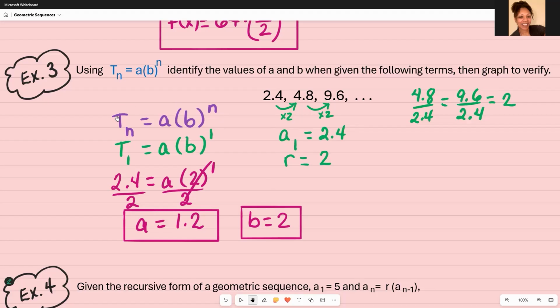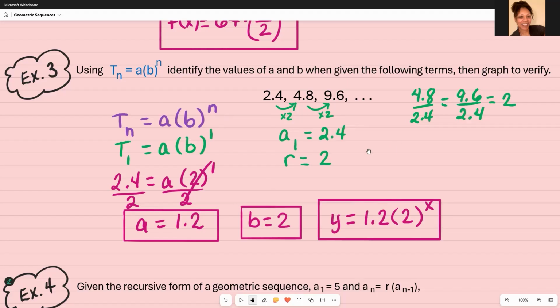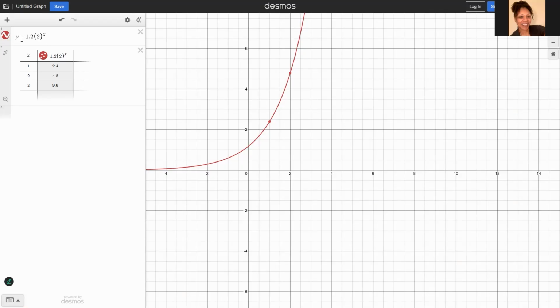I'm going to go ahead and write out the exponential function, go to Desmos, and then prove that this is the correct information. When writing out the exponential function, I will replace the t of n with y, and A is 1.2. Multiply that times B, which is 2, and raise it to the x power. Typing it in Desmos, this is what it looks like.